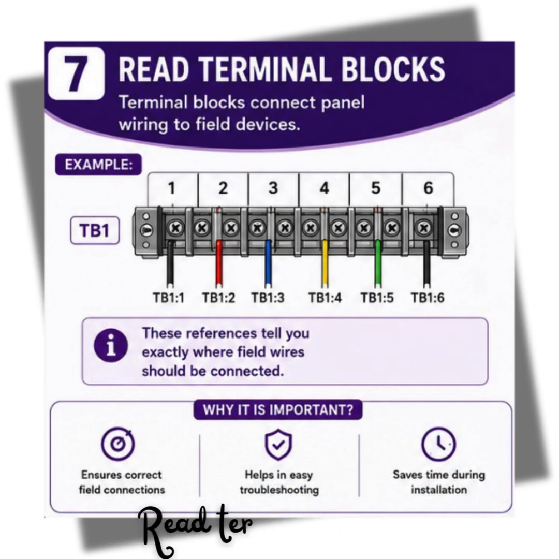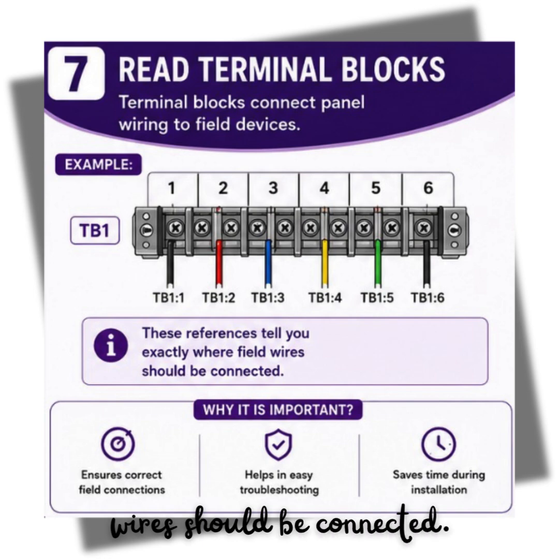Step 7. Read terminal blocks. Terminal blocks connect panel wiring to field devices. Examples, TB1:1, TB1:2, TB1:3. These references tell you exactly where field wires should be connected. Whenever you're wiring a panel, terminal blocks are your best friend.